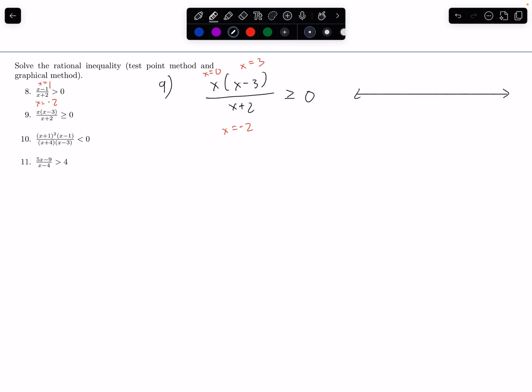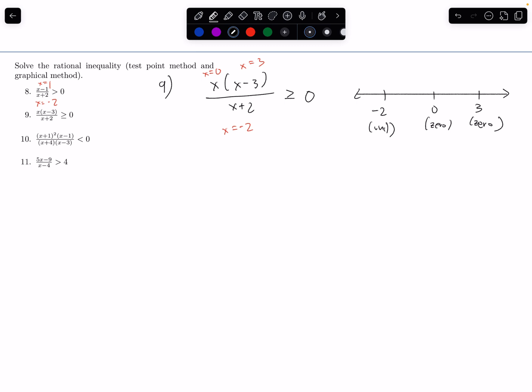So those are the important points to check. Negative 2, 0, and positive 3. I think I changed my color scheme. Yeah, sorry. Let's do the zeros back in black. Zeros and undefined points: 0 and 3. So what are those? This is an undefined point. This is a 0. And 3 is a 0. That looks like 0.